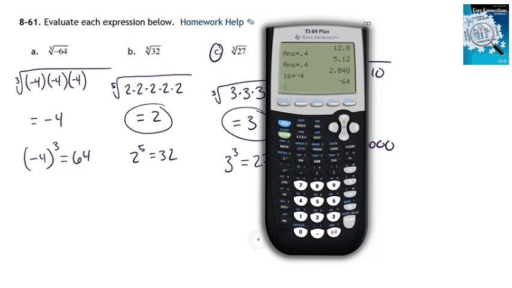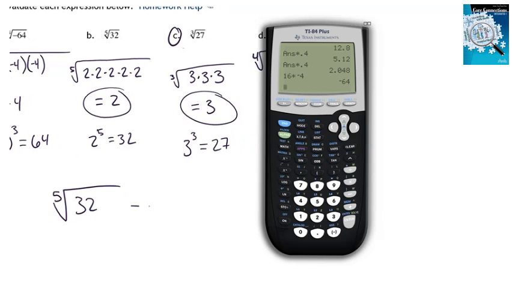Now, I don't know if it's wise that I look at this right now, but I'm going to show you alternate notation, and this could be bad to do this so soon. But take a look at this. I've got here the 5th root of 32. That is actually equivalent to, it's the same thing as 32 raised to the 1/5, a fractional power.